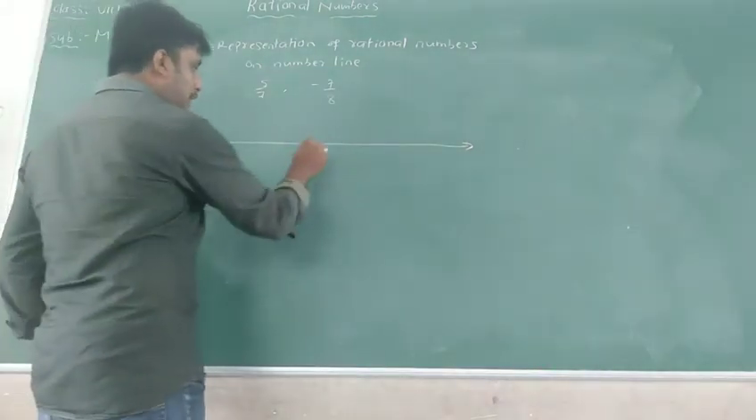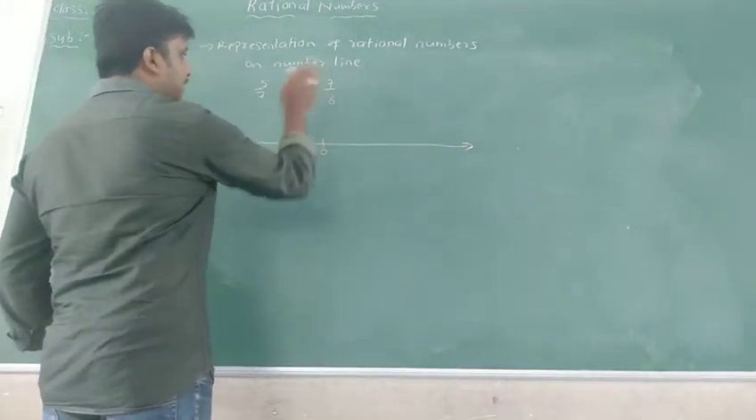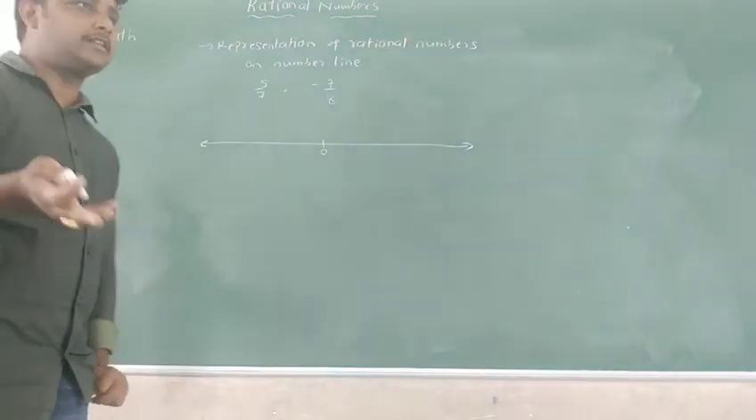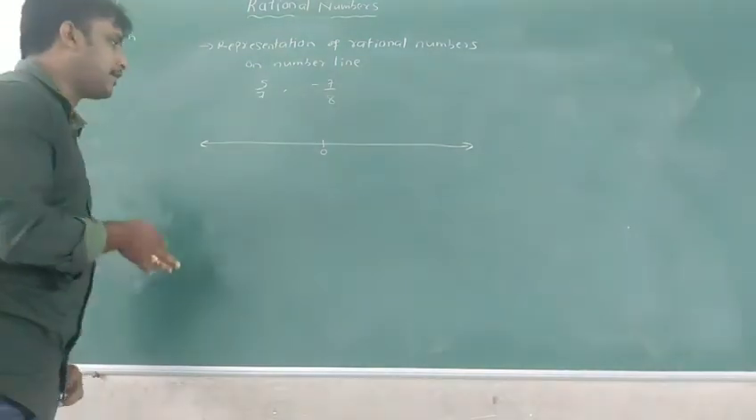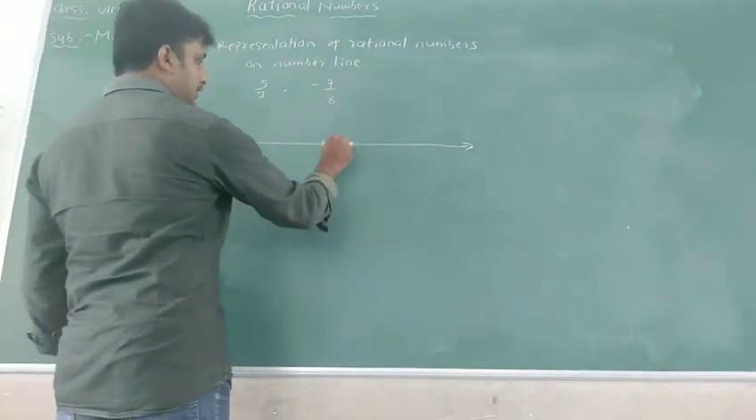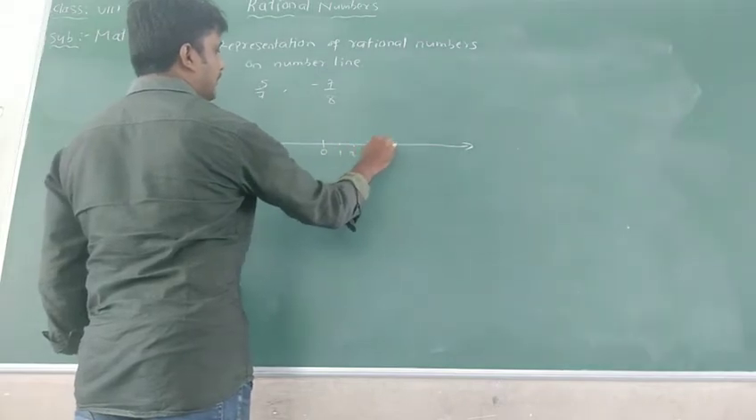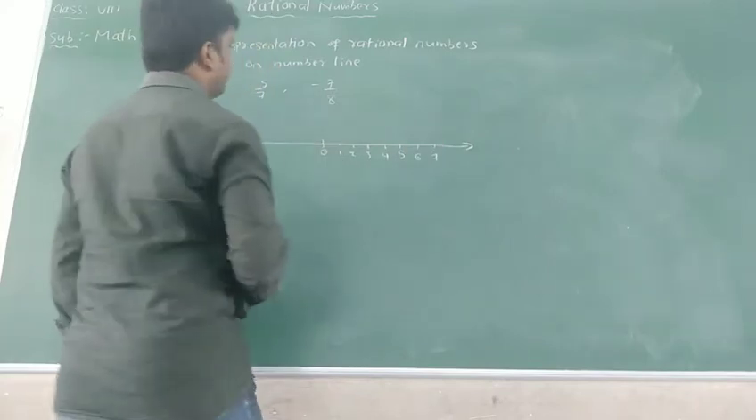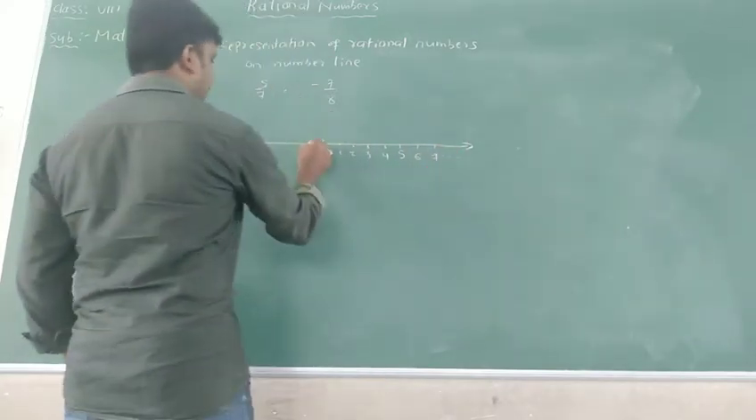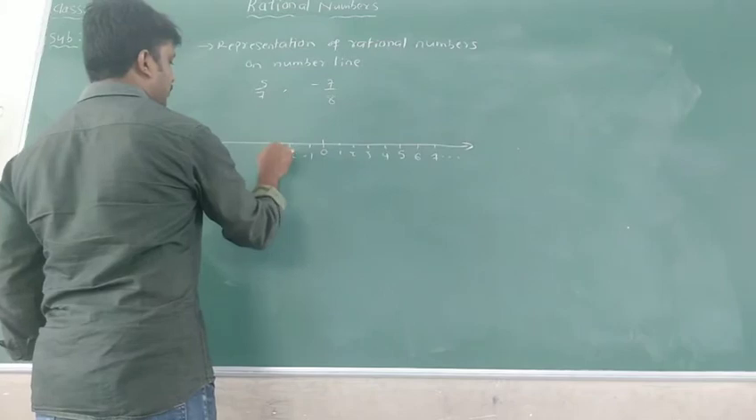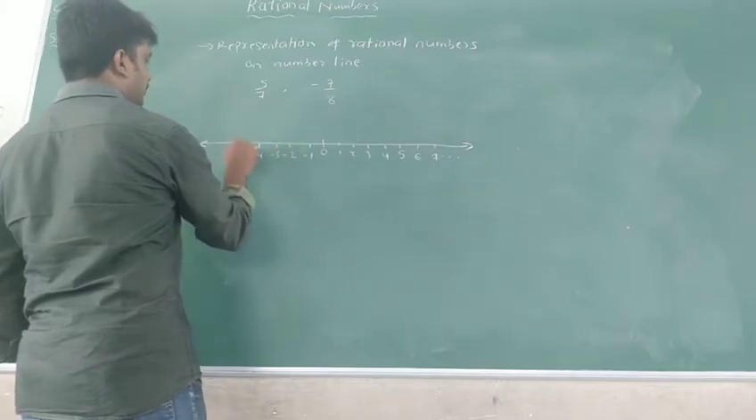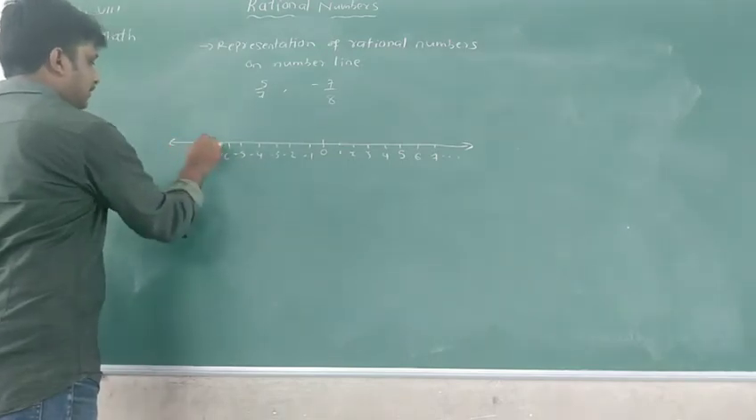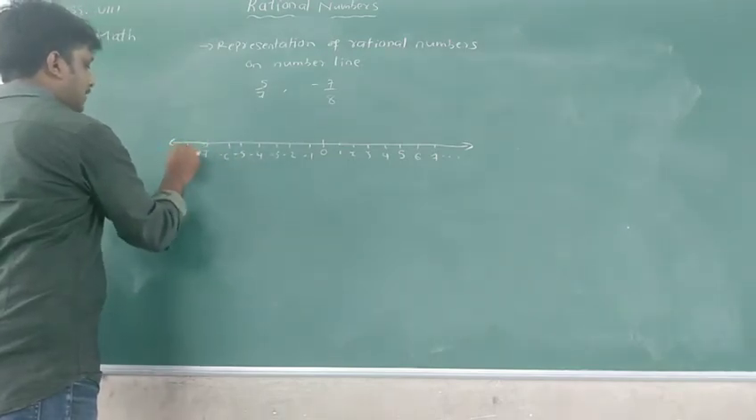And why am I taking an integers number line? Because rational numbers means numbers in the form p by q, where p comma q belong to the integers, right? So only integers we have to consider. So this is 0 and next this is 1, 2, 3, 4, 5, 6, 7 and so on. And here minus 1, minus 2, minus 3, minus 4, minus 5, minus 6, and if you want you can extend to minus 7 and minus 8.